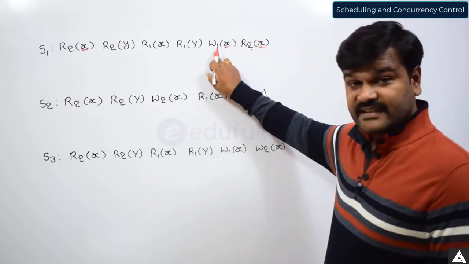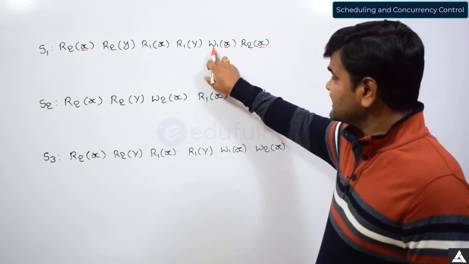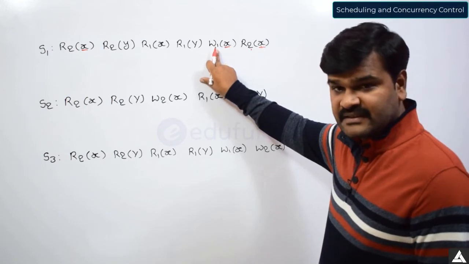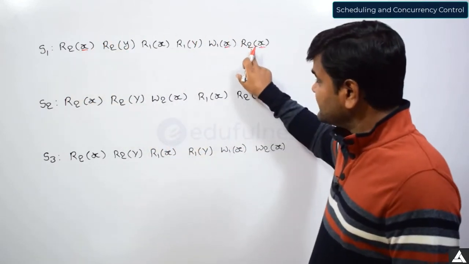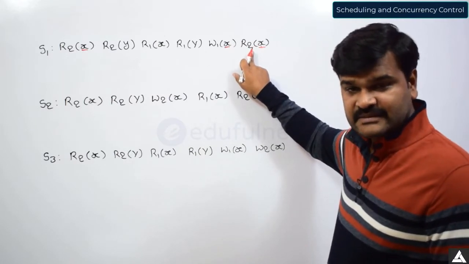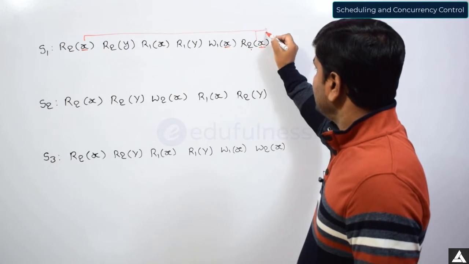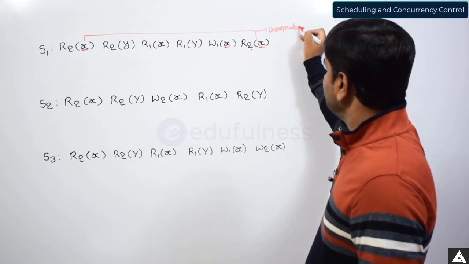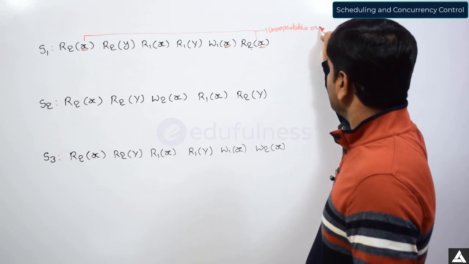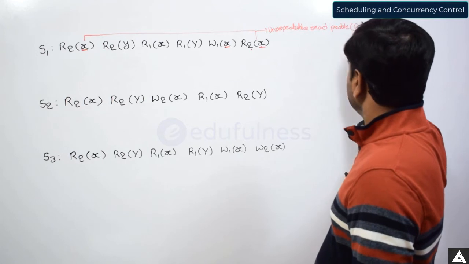From T1, that is very important, not from the same transaction. From a different transaction a write operation is performed. So here you get one read value, and here you are going to get another read value for X. So this is an unrepeatable read problem. Is it or not? That is the RW conflict.